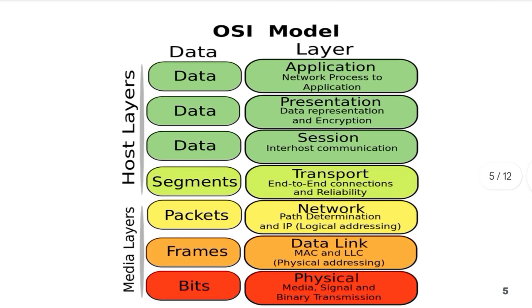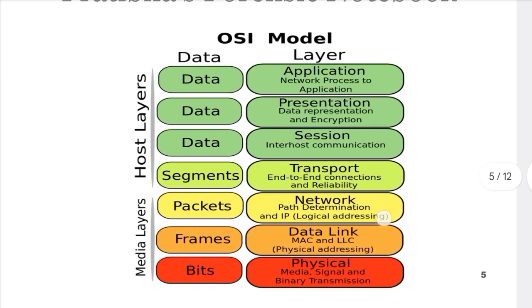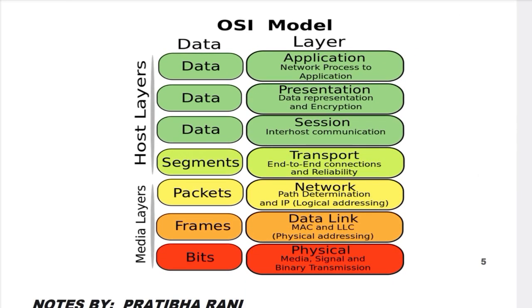It consists of some layers. The OSI model consists of these 7 layers. First layer is the physical layer, then second is data link, then third is network, then fourth one is transport layer, fifth one is session layer, sixth one is presentation, and seventh one is application layer. Let's understand the function of these layers.